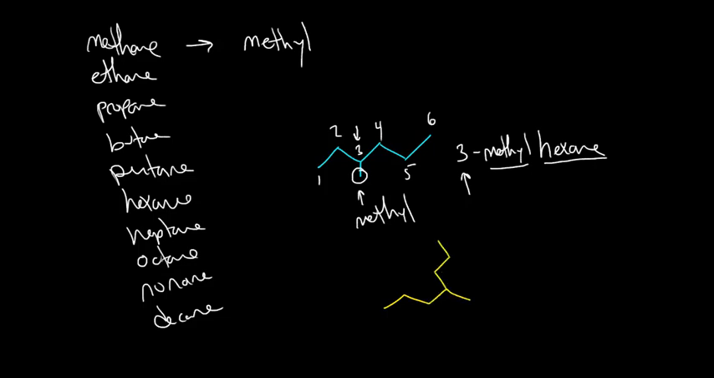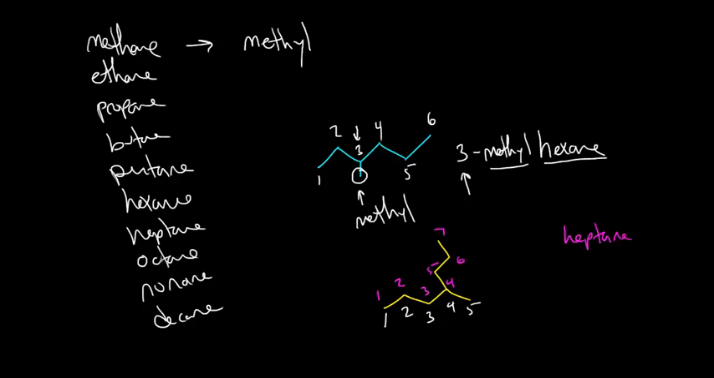Alright, so let's think about how to name this compound. In this case, we have 2 possibilities for a parent chain. The possibility that seems most obvious is 1, 2, 3, 4, 5 carbons. But there's also another carbon chain here. There's 1, 2, 3, 4, 5, 6, 7. So the longest carbon chain is always the parent chain. So in this case, our parent chain is heptane.